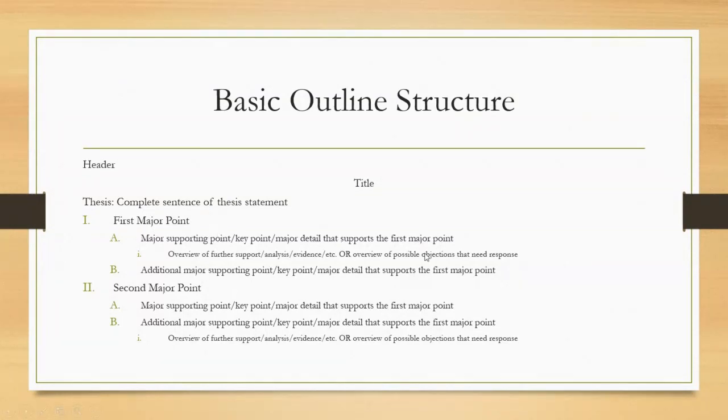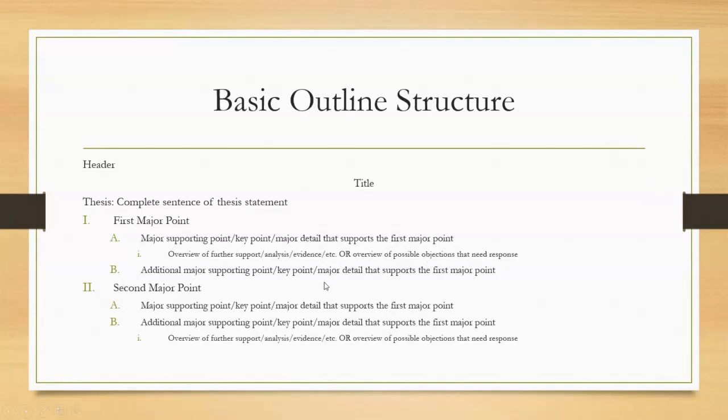Now, with basic outlines, one thing that we need to remember is the Roman numeral level, so the top level, will be our major points, our main claims that help us support the main argument. The capital letters are the reasons why we should believe that first major point. So the reasons why your reader should believe that point. That could be key points, major details, major supporting points. All of these are saying the same thing. Essentially, it is reasons why the reader should believe that point.